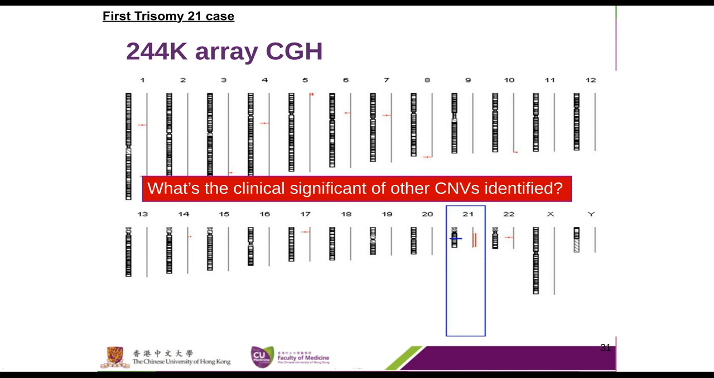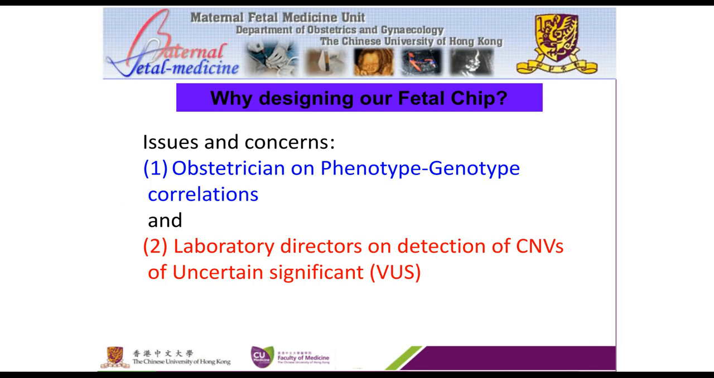It's very easy to counsel. But now you can see there are a lot of other regions in our genome that are deleted or duplicated. So what's the clinical significance? How should we tell the parents regarding this pregnancy, or even for a pediatric case with Down syndrome? So this raised a lot of issues, particularly two concerns. The clinicians are very concerned about the genotype-phenotype correlation. And for the laboratory director, because you are going to write the report to easily report to the clinician and the patient, we all worry about the detection of copy number variants of unknown significance.